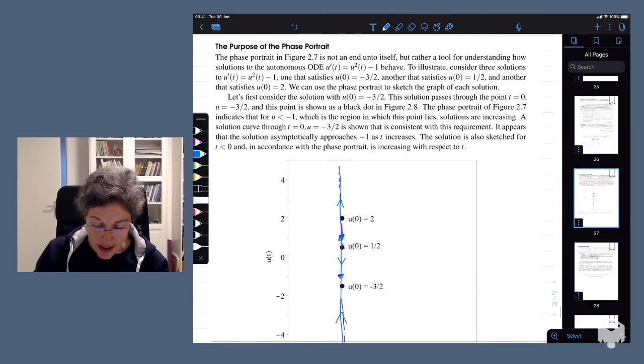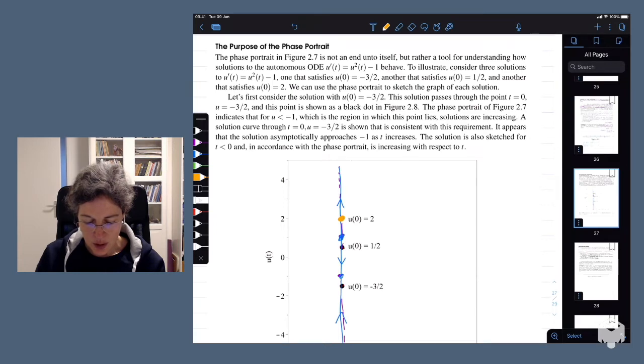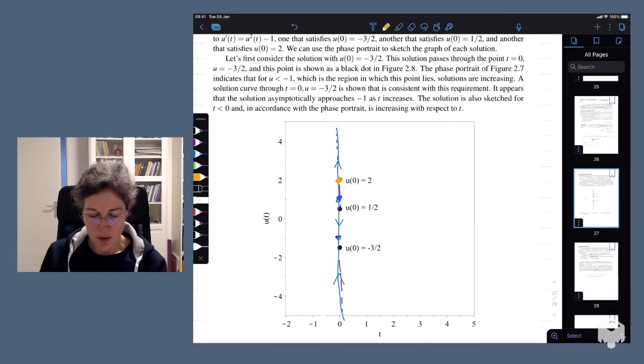So what can we say? Suppose we have a solution starting, for example, at 2. So time t equals 0, we're starting at 2. What will happen as t increases? Firstly, we know that our derivative is positive, so we're going to do a little thing like this. And because we're in this regime over here, we're going to keep increasing, so we're going to do something like that.